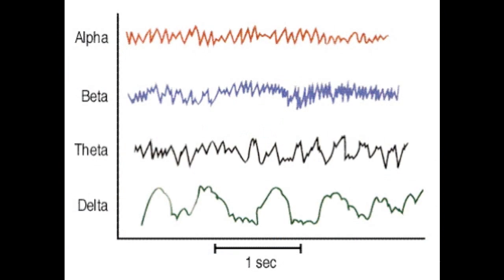Small metal discs with thin wires, electrodes, are placed on the scalp and then send signals to a computer to record the results. Normal electrical activity in the brain makes a recognizable pattern. Through an EEG, doctors can look for abnormal patterns that indicate seizures and other problems.